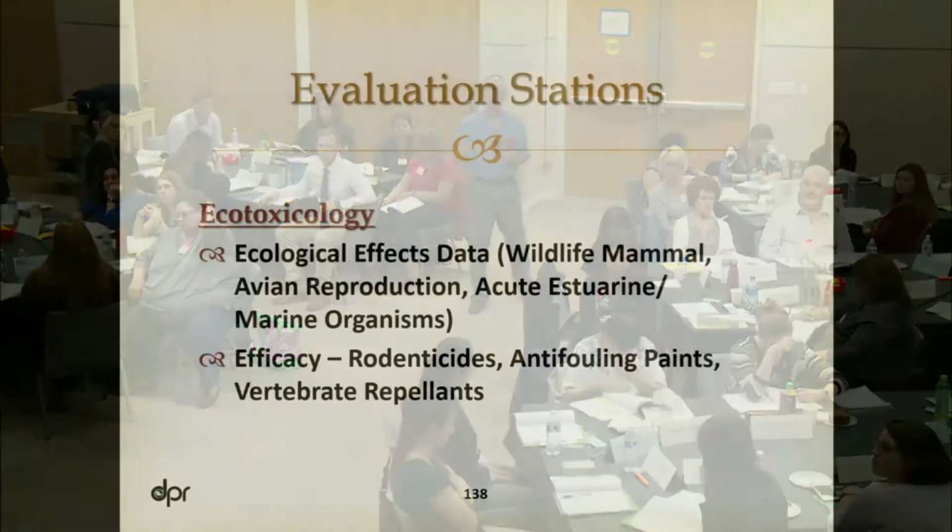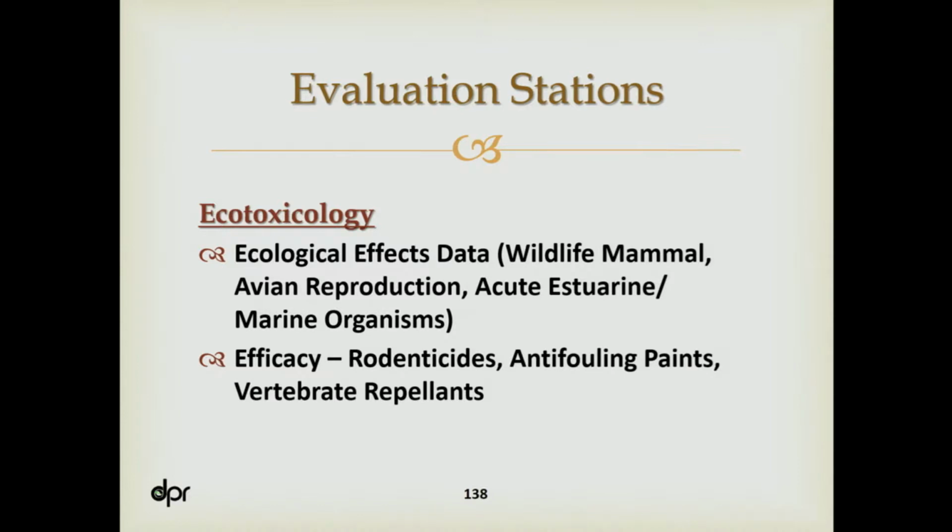Now, ecotox, depending on the product label again, it's not really as straightforward as you would think. But ecotox, if it's required, they're going to take a look at the wildlife, mammalian, avian reproduction issues, and they may require acute estuarine or marine organism studies. They also look at efficacy on rodenticides, anti-fouling paints, and the vertebrate repellents. And I think, besides anti-fouling paints, issues sometimes dealing with rice too, but on a case-by-case basis.